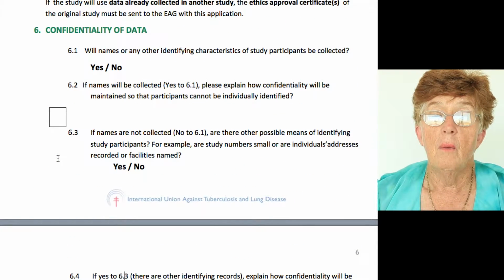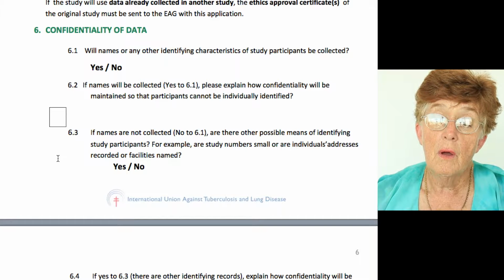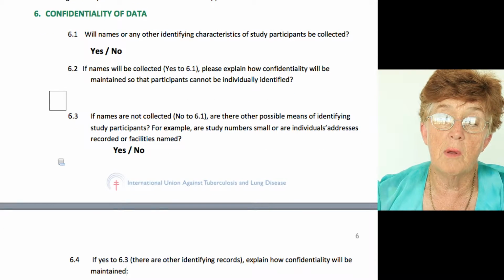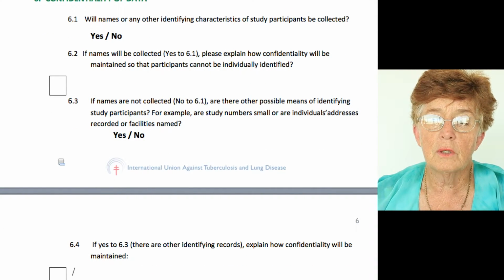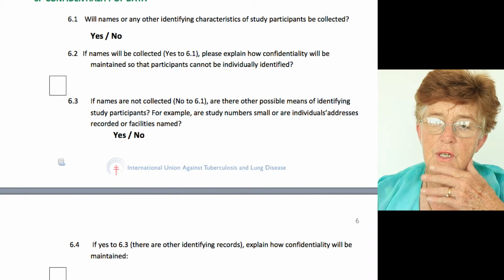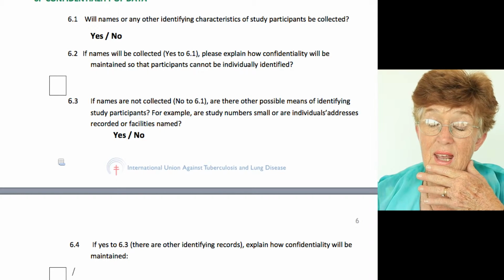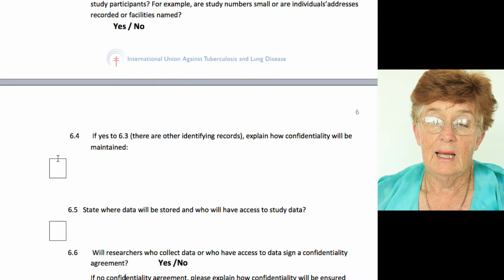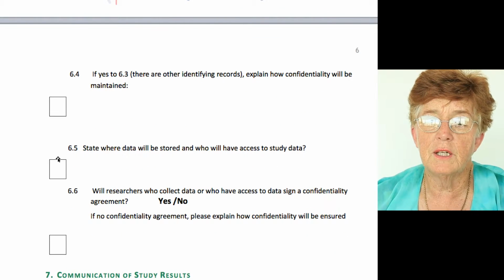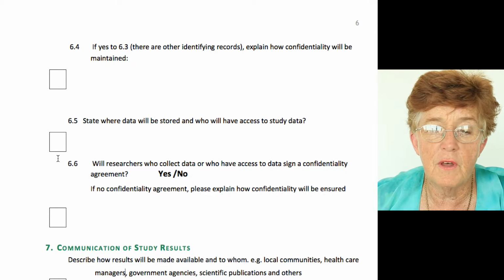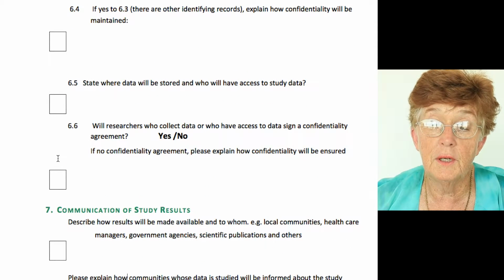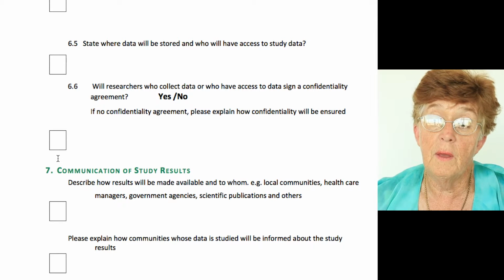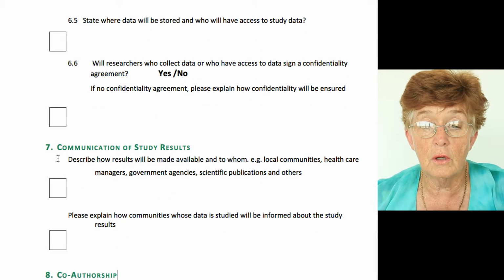Confidentiality. Will names be collected? Yes, no. And if they will, explain how those names will be maintained. If names are not collected, as we were saying, in certain instances there may be ways that people can be identified even though their names are not collected. And an explanation of how confidentiality will be maintained for each of those categories. Where will the data be stored? Who will have access to that data? Will there be confidentiality agreements? If not, why?